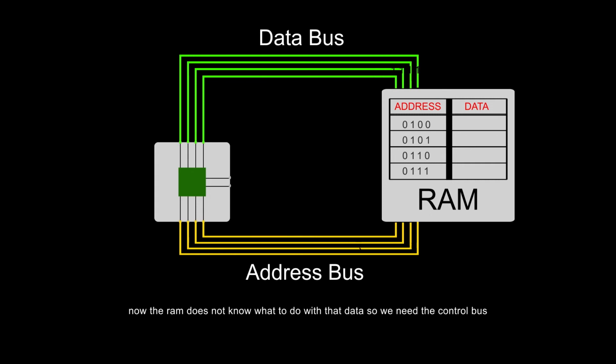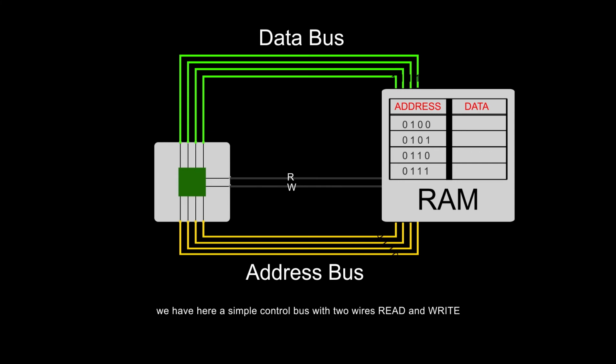Now the RAM does not know what to do with that data, so we need the control bus. We have here a simple control bus with 2 wires, read and write. The CPU tells RAM to store that data by sending a write signal through the control bus. RAM takes that data and stores it at address 0110.